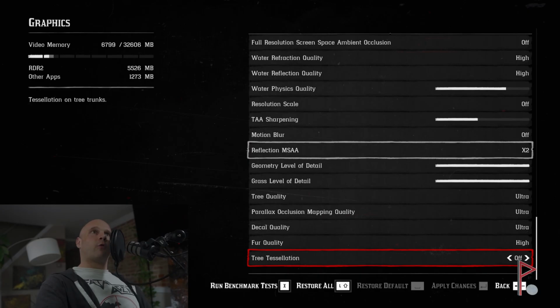Water refraction quality is how objects interact with the effects of water. So light bounces off water onto a rock, stuff like that.